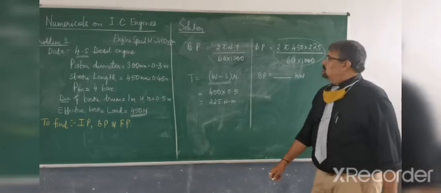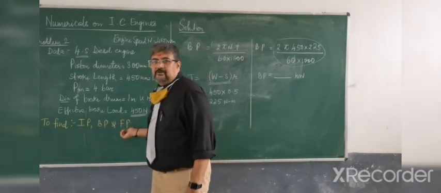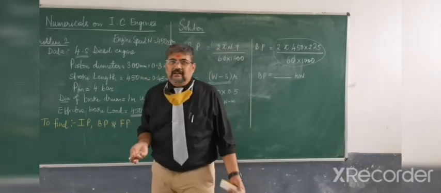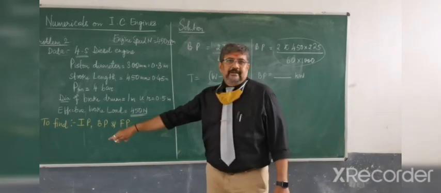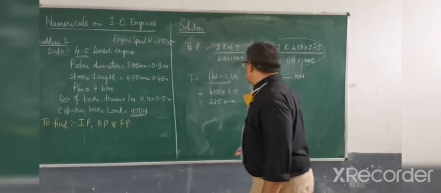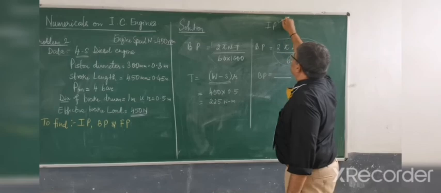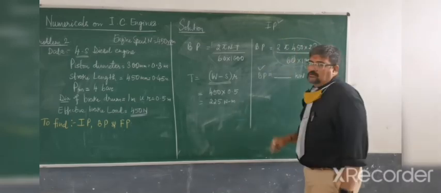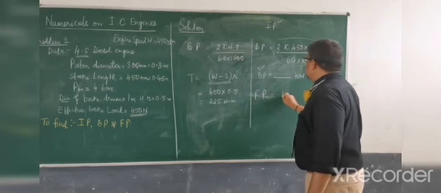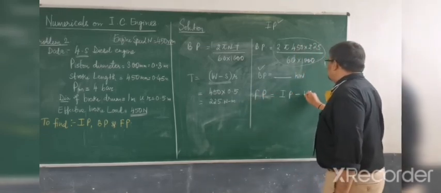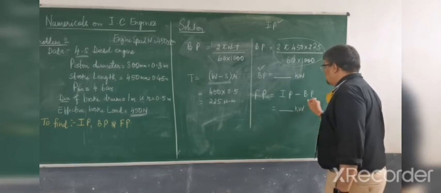So now you know, of course, indicated power, brake power and frictional power are asked in the numerical. You can as well find out what is the mechanical efficiency, which is nothing but brake power divided by indicated power into 100. So now you know indicated power, you have using the previous equation. Here we have found out the brake power. So what is frictional power? Frictional power will be nothing but indicated power minus the brake power. So you get it in terms of so many kilowatt.